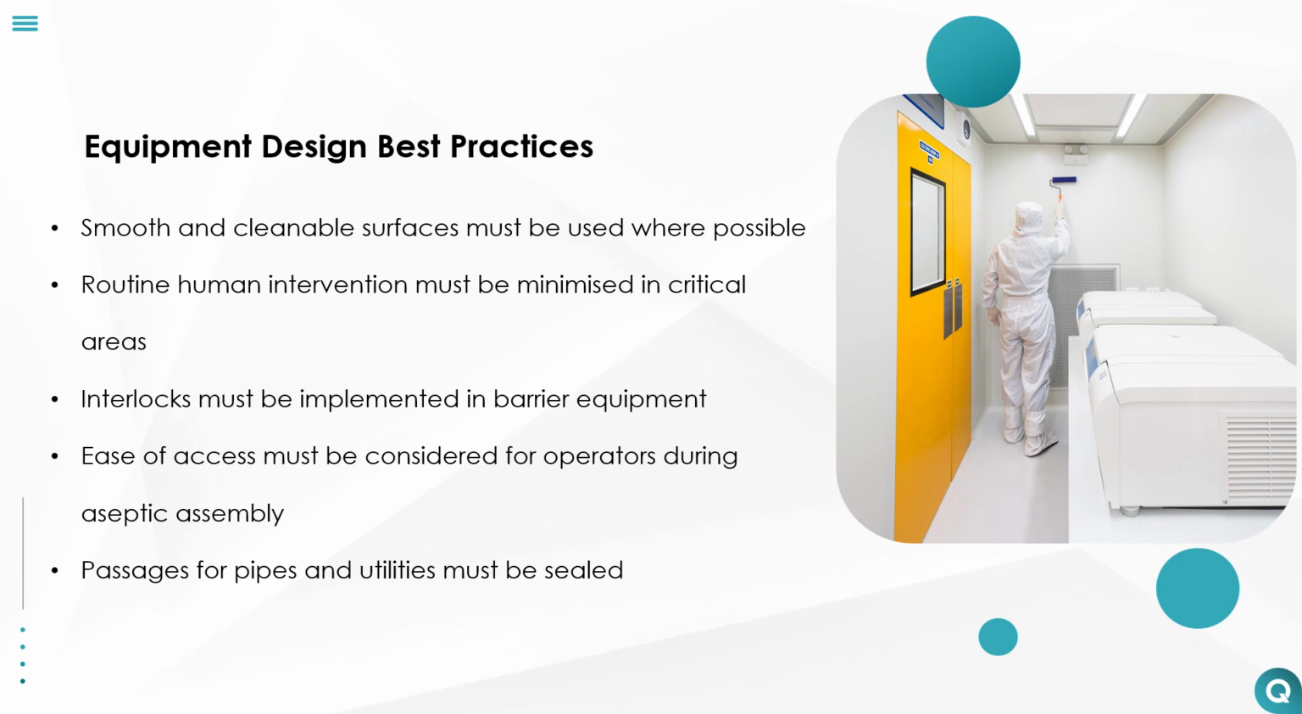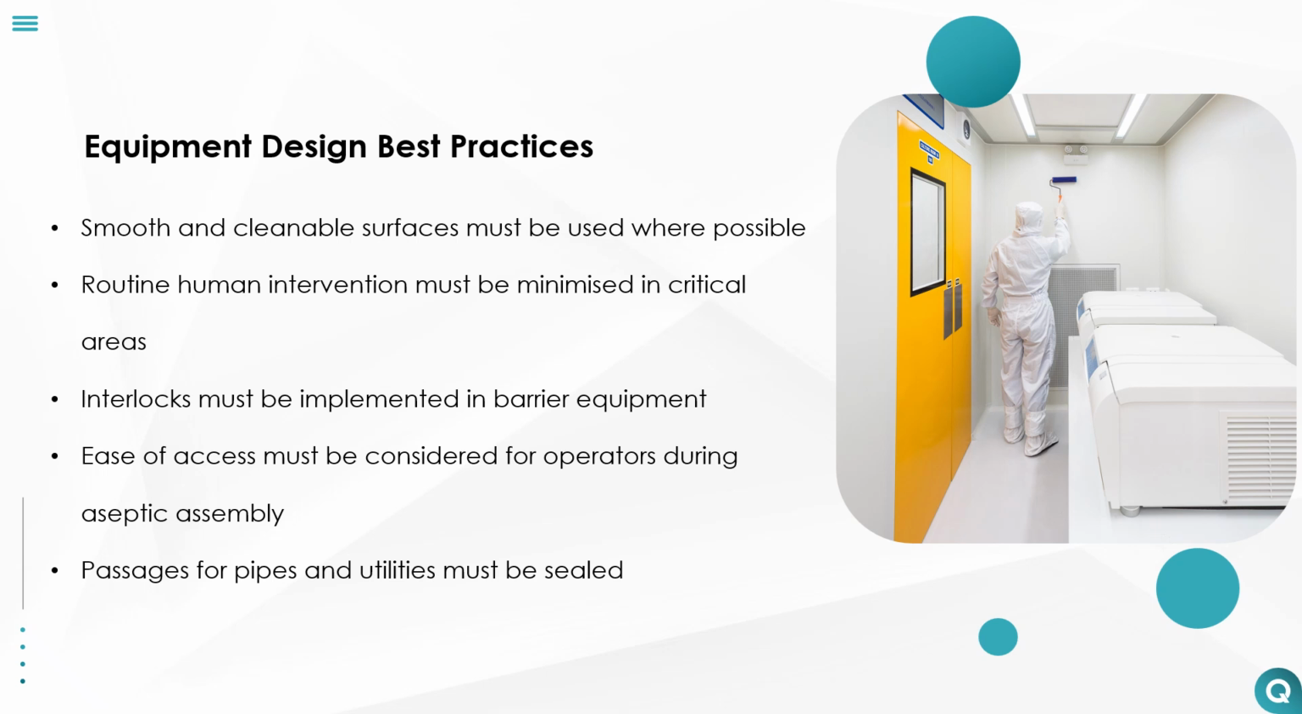Equipment should incorporate smooth surfaces that are easy to clean and disinfect, which minimizes the risk of microbial attachment and facilitates effective sanitation practices. Minimizing routine human interventions in critical areas reduces the potential for contamination. Automated or closed systems can be used for this purpose. Barrier equipment such as isolators or laminar flow hoods should be equipped with interlocks which ensure that access is controlled and that operational parameters like pressure differentials are maintained.